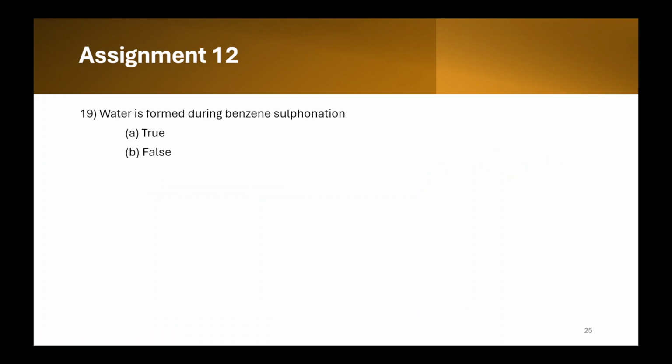Next question: water is formed during benzene sulfonation. Benzene sulfonation is basically benzene plus sulfuric acid gives us benzene sulfonic acid and water. So yeah, this is a correct statement. This is a reversible reaction, and this is the true statement.